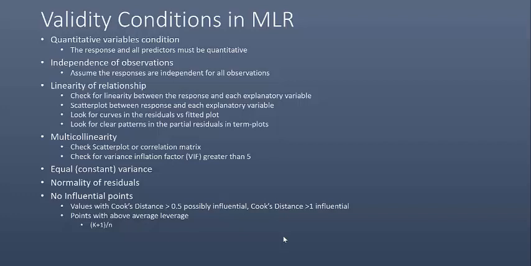For multicollinearity, we'll check the scatter plot or correlation matrix to assess for large values of correlation between predictor variables and check if the variance inflation factor is larger than 5 for any variable. The equal variance and normality of residuals assumptions are assessed as with simple linear regression. To check for no influential points, use the residuals versus leverage plot looking for values with Cook's distance greater than 0.5. We'll also look for values with leverage greater than the average leverage (k+1)/n.